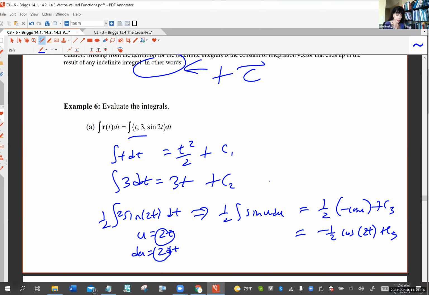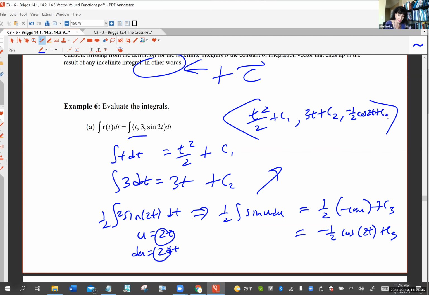And then your final answer has to be a vector. So if you don't give me a vector, your final answer, oops. So one way you could write your final answer is put all the constants in your answer. So t squared over 2 plus some constant c1, comma 3t plus c2, comma -1/2 cos 2t plus c3. That's a perfectly legit answer.